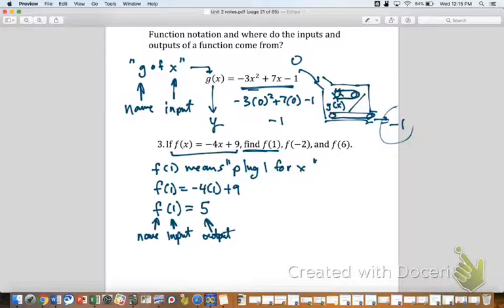So what I'm hoping you guys can do then is, can you take a minute here, work with a partner if you want, and see if you can find f of negative 2 and f of 6 using a very similar process.